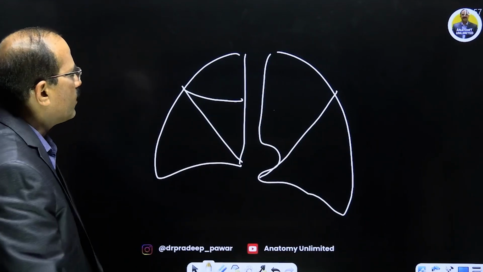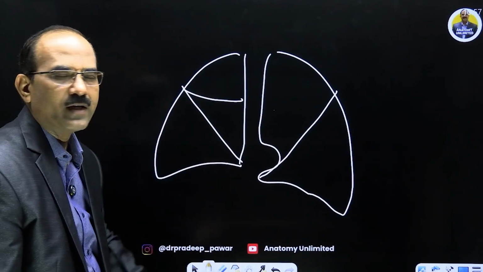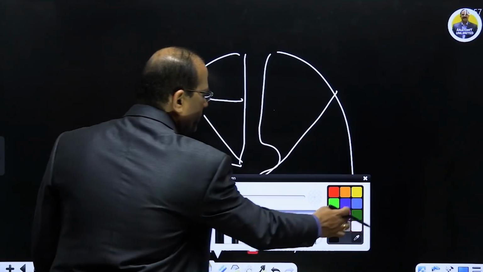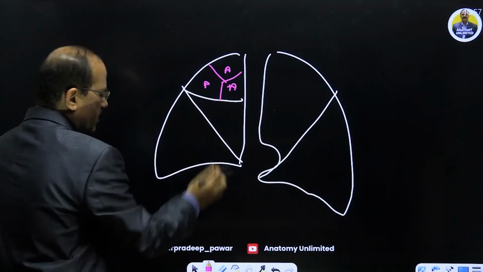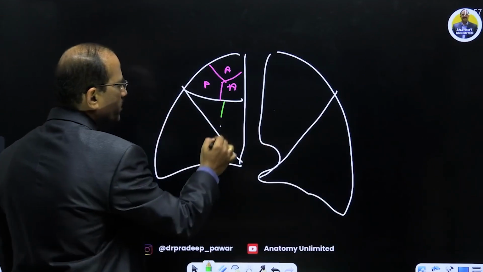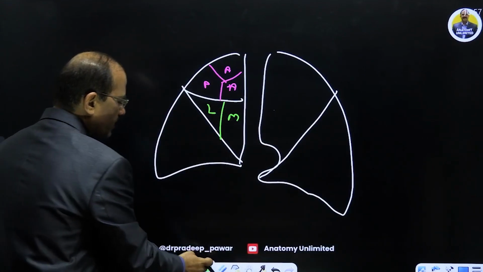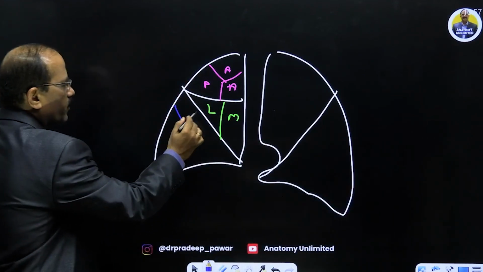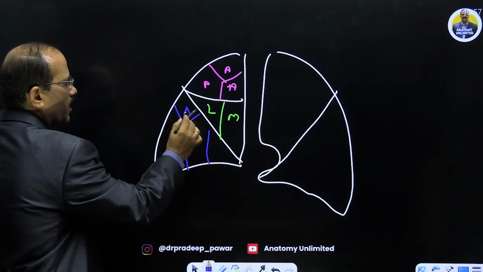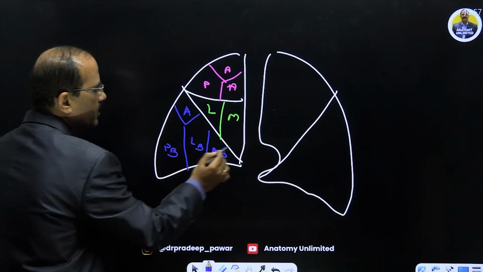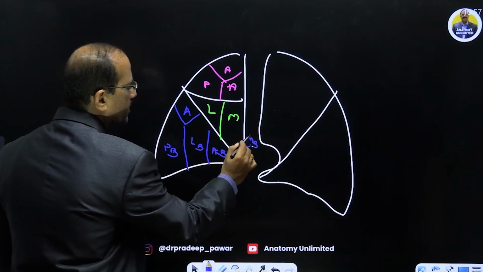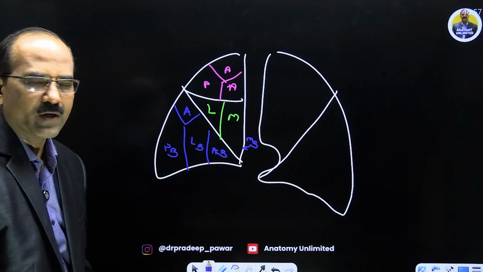Okay, so how many bronchopulmonary segments are there in the right lung upper lobe? There are 3: apical, anterior, posterior. For the middle lobe, there are 2: medial and lateral. For the lower lobe, there are 5: apical, anterior basal, lateral basal, posterior basal, and one on the medial side, the medial basal segment. Fine.